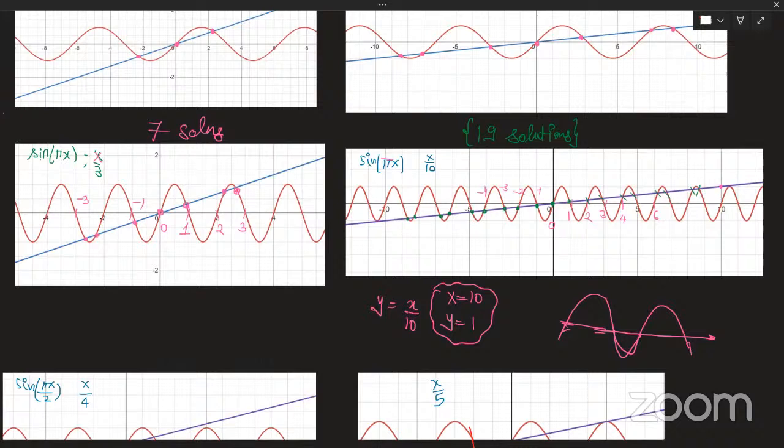So see, this is my value x is equal to 10.